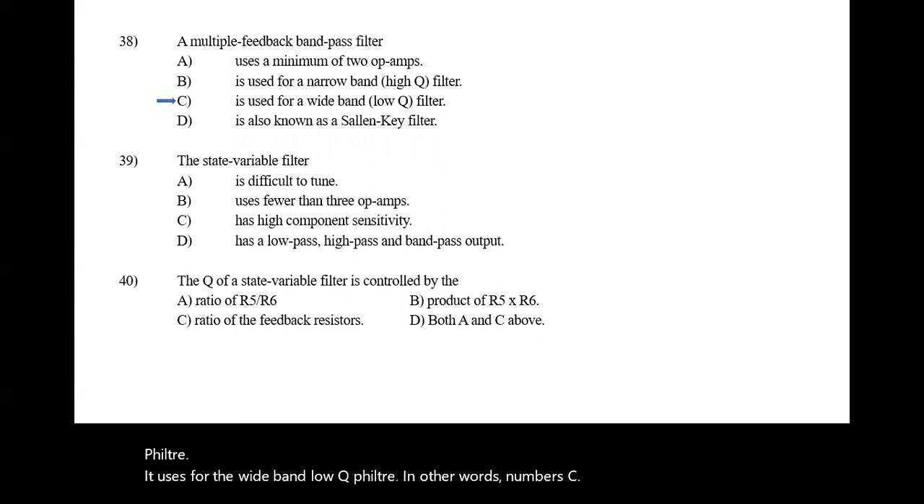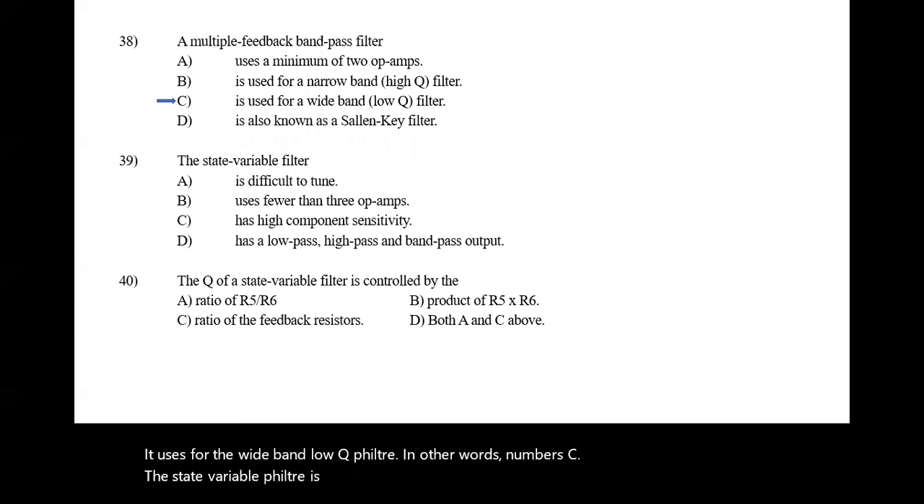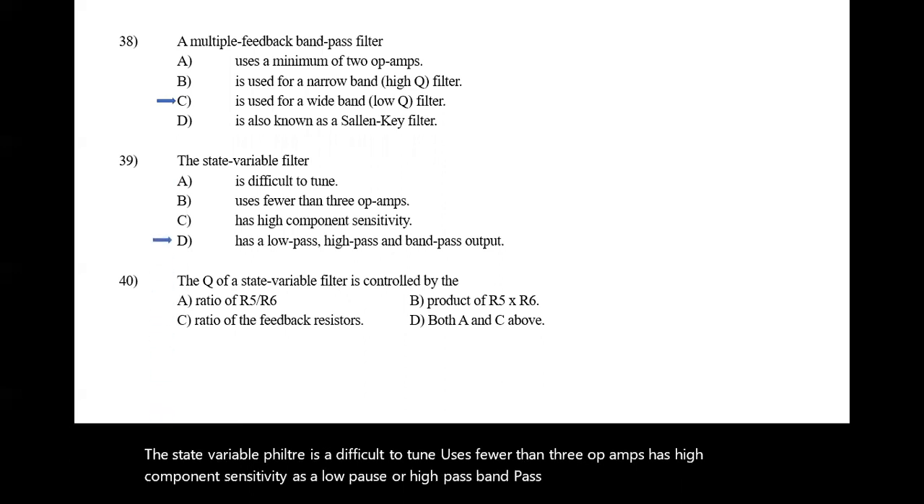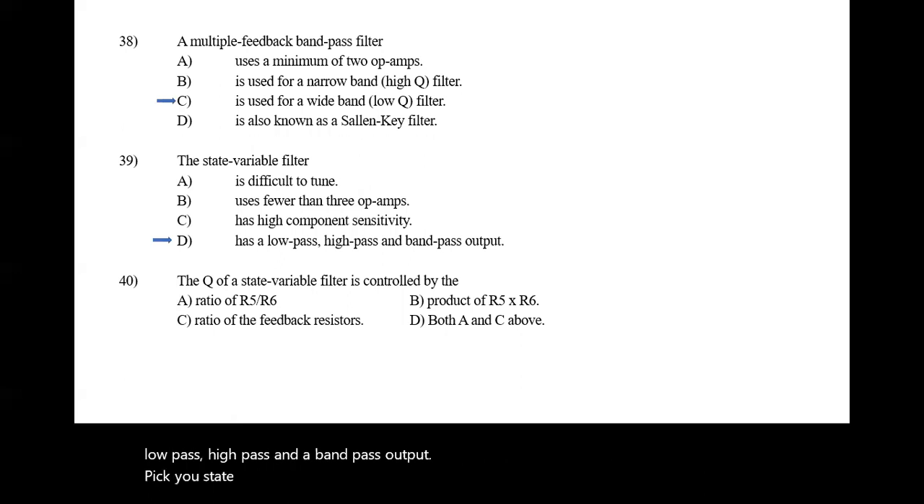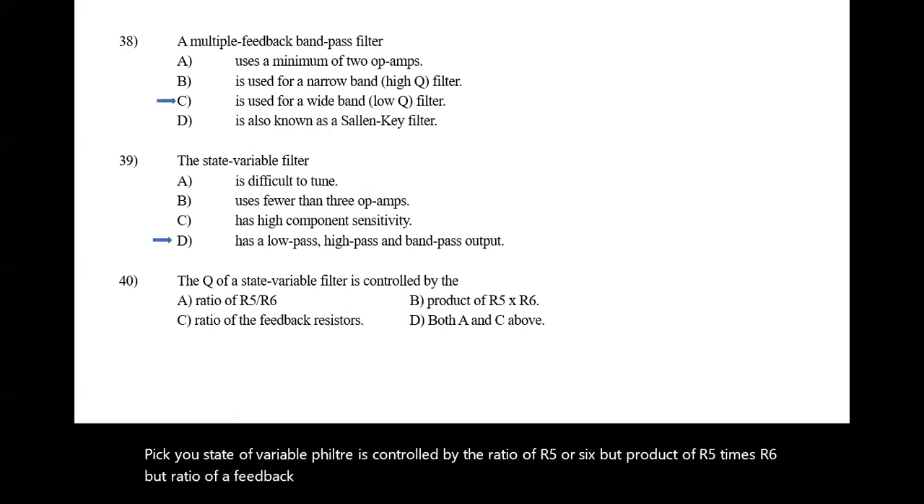The state variable filter is difficult to tune, uses fewer than 3 op-amps, has high component sensitivity, or has a low pass, high pass, and band pass output. The correct answer is that it has a low pass, high pass, and a band pass output. The Q of a state variable filter is controlled by the ratio of R5 over R6, the product of R5 times R6, the ratio of a feedback resistor, or both A and C above. So the correct answer is both A and C above.